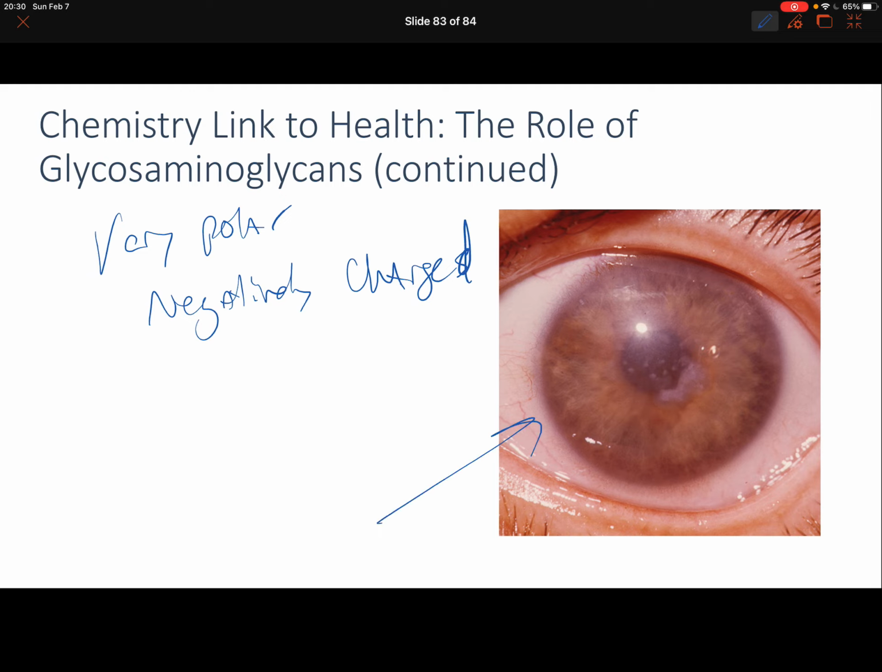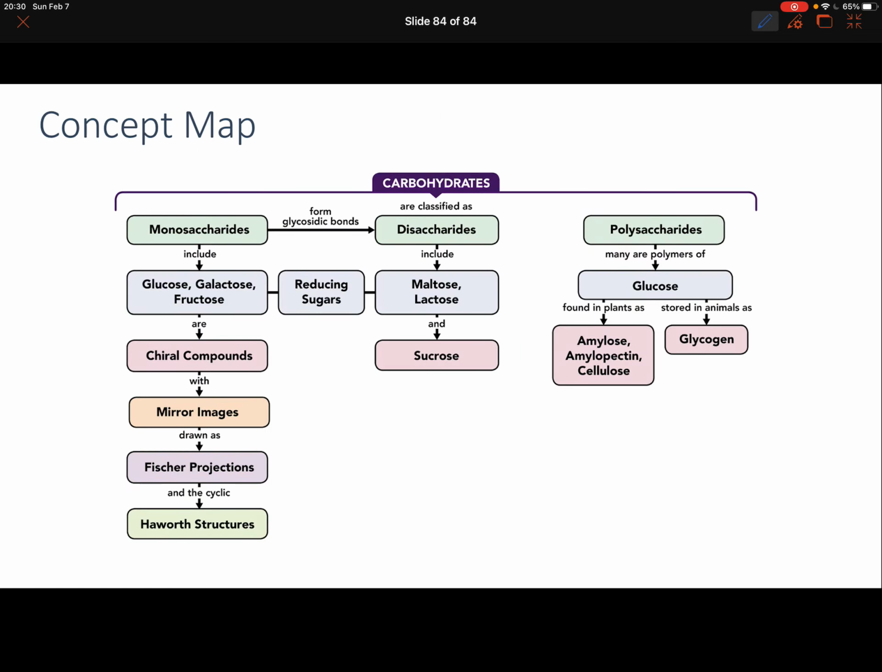What I'm showing here is actually an unsulfonated keratan deposit that can cause cloudiness to develop on the cornea. And this could be in relation to problems with glycosaminoglycans or not having enough of those molecules. I'm not really sure actually how the sulfonated part comes into it, but anyways, here is the concept map that kind of goes over everything here.